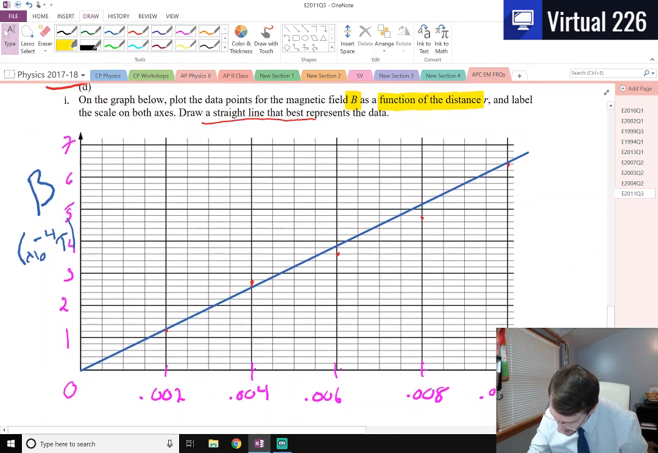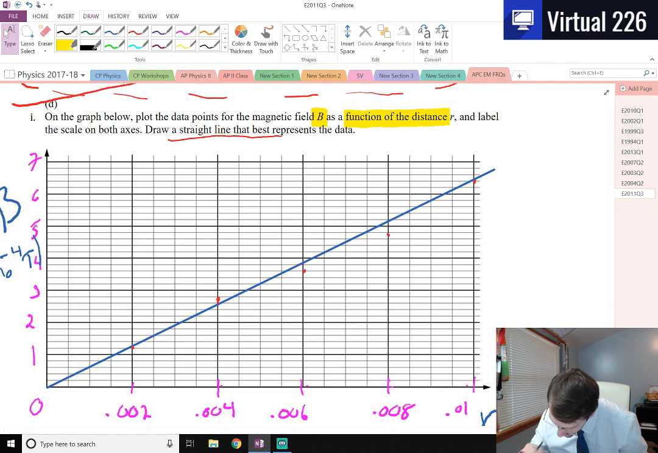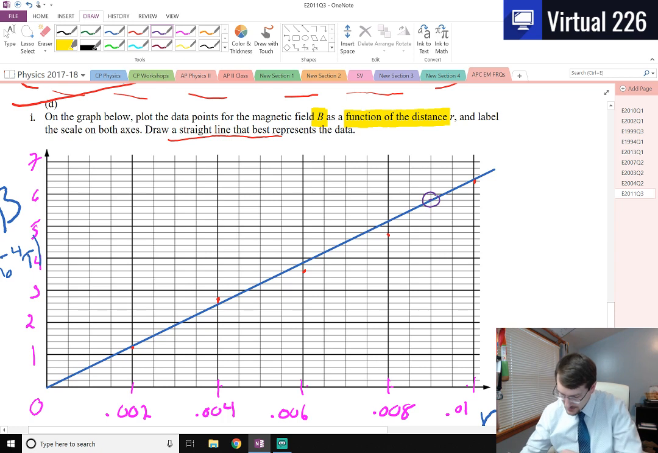So if I look in here at this line, I've actually got a pretty good point right here. Notice how it perfectly crosses that crosshair. And that's actually going to be at 0.009. And I also have a pretty good point.